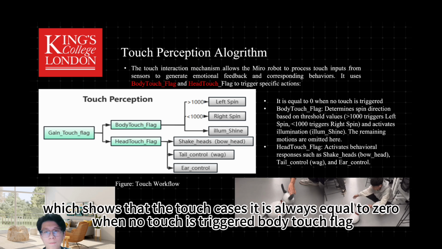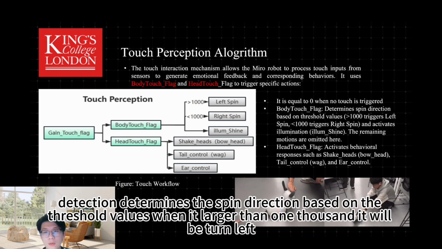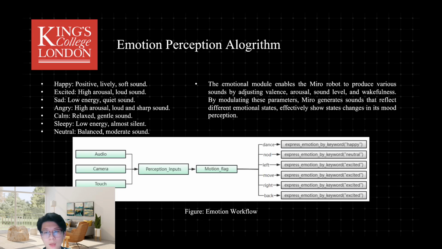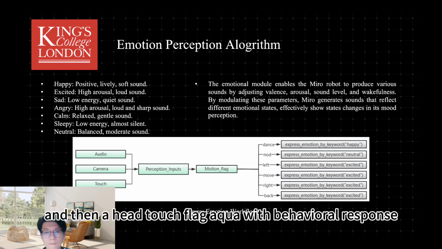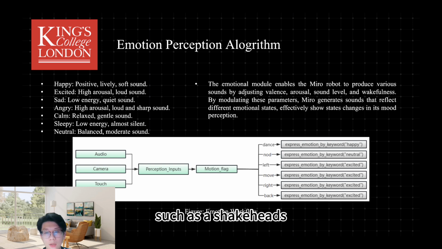touch is triggered. Body touch flag detection determines the spin direction based on the threshold values. When it's larger than 1000, it will turn left, otherwise it will turn right. And then it also activates the illumination, and the other motions are omitted. And then the head touch flag activates behavioral responses such as shaking the head, tail control, and ear control.